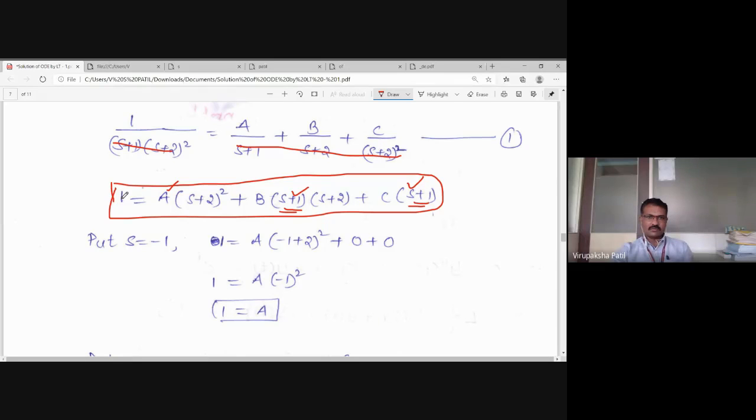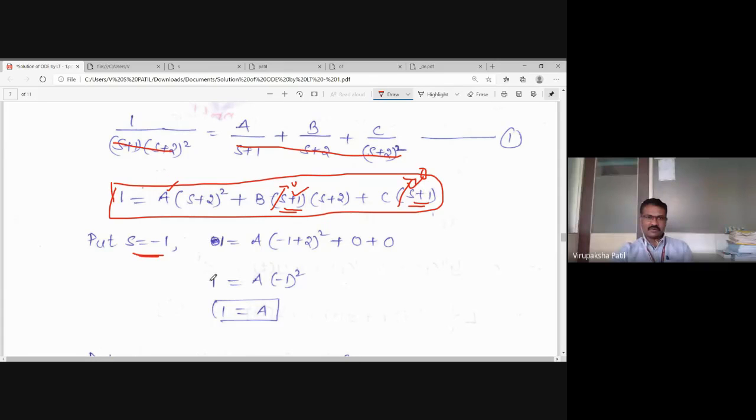So what we need to do is put the value of s properly to make this factor 0 and to make this factor 0. For that purpose, in the above equation you will put s is equal to minus 1. If you put s is equal to minus 1, this becomes 0 directly, then this becomes 0 directly. So this entire term will become 0.